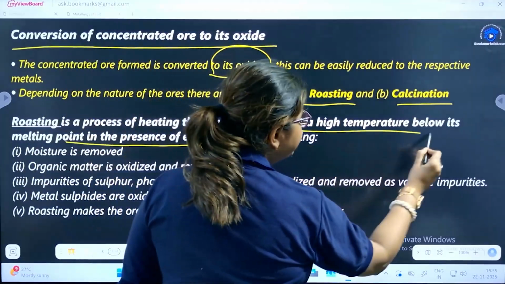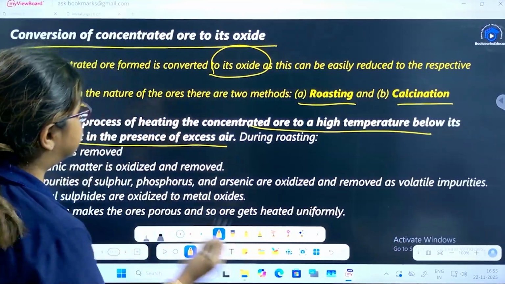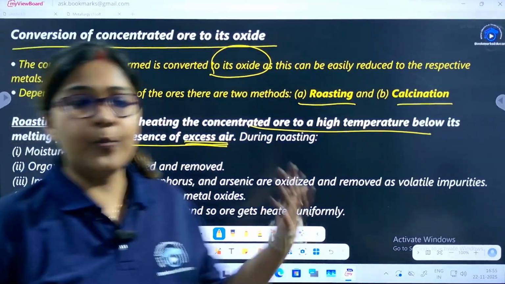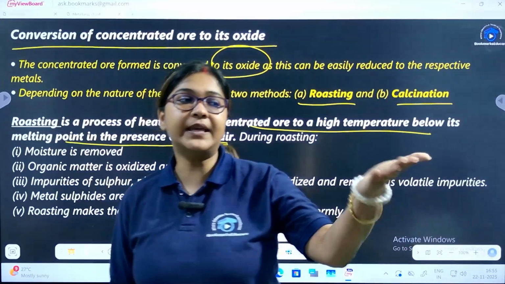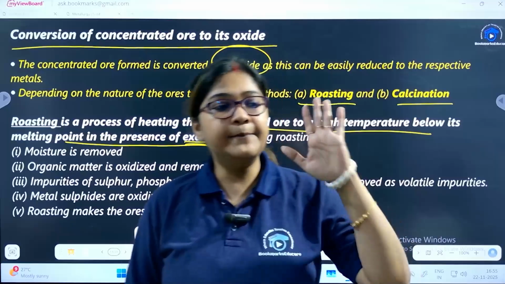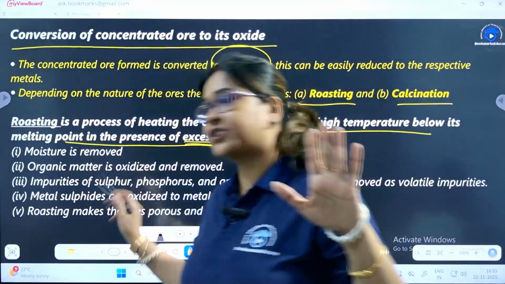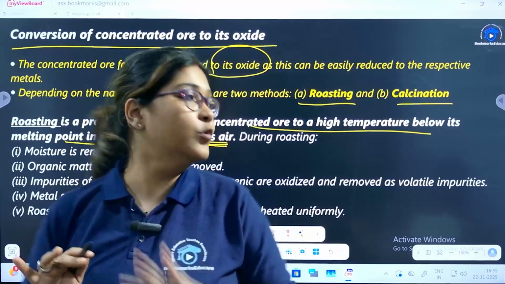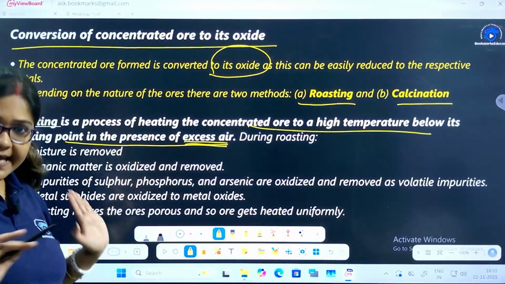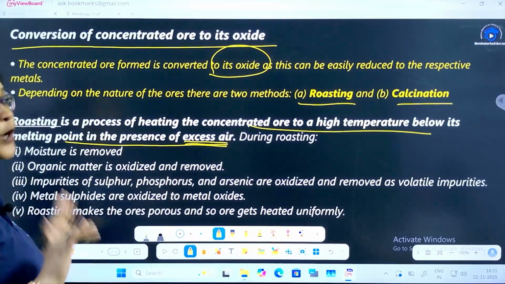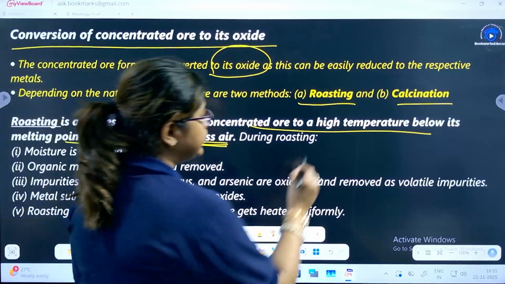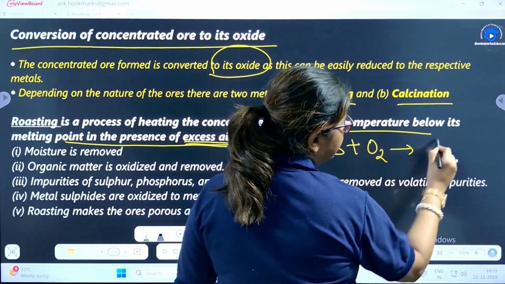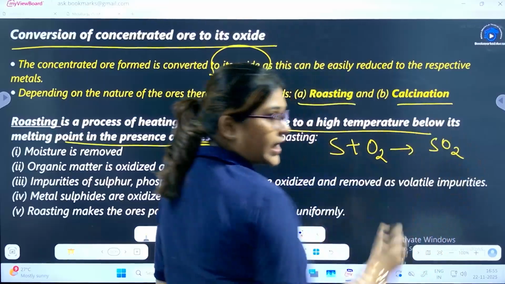So, high temperature, you have to heat in a supply of excess air. Okay. So when you are heating it, what is happening in roasting? The water vapor or moisture is removed, and any organic impurities are oxidized and removed. Then impurities like sulfur: if you have sulfur impurity, it will react with air to give sulfur dioxide.